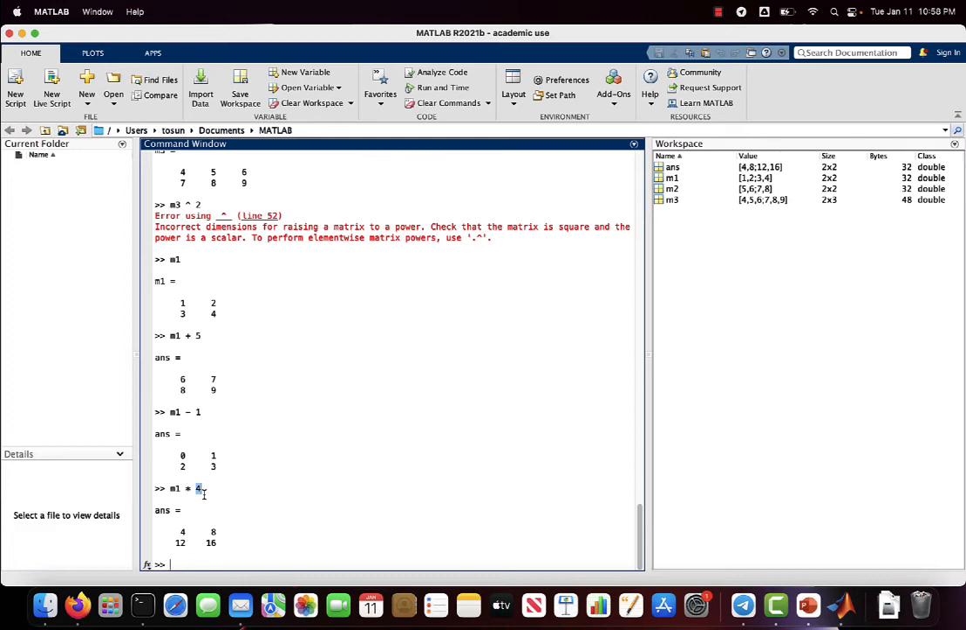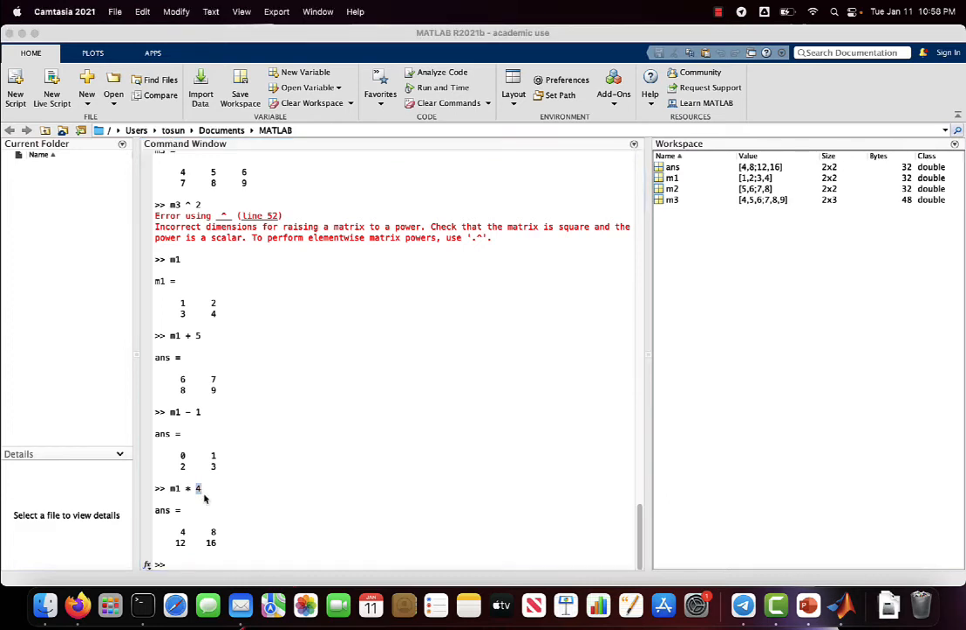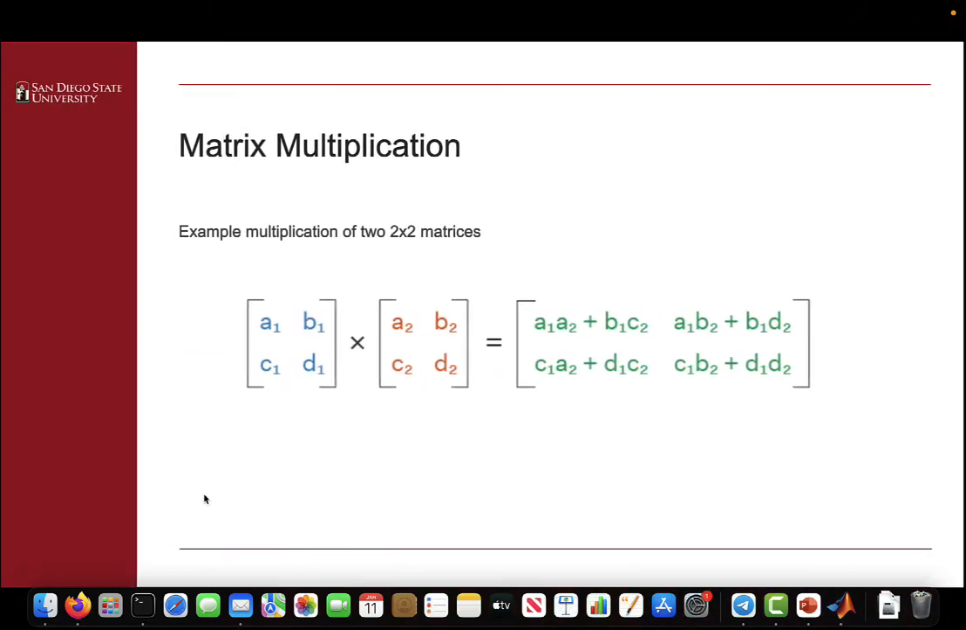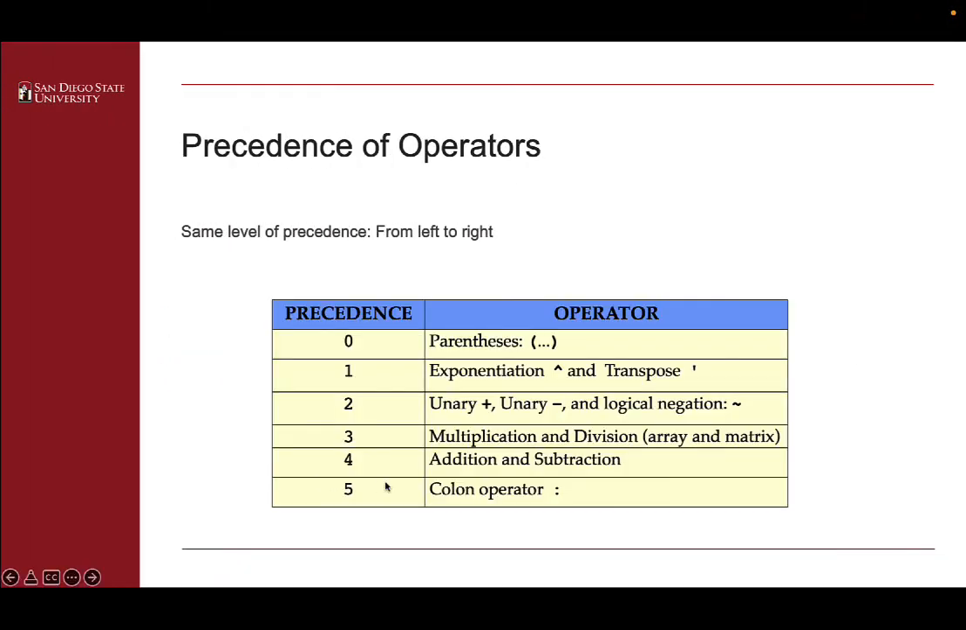And for the arithmetic operations, there's some precedence. When you write multiple operators in the same line, in the same command, Matlab executes them in an order. Matlab has a precedence of operators.